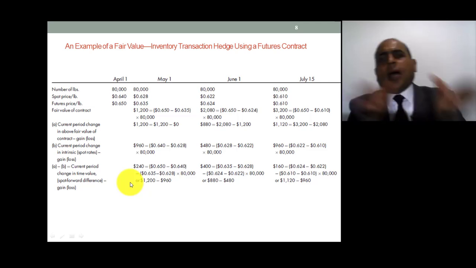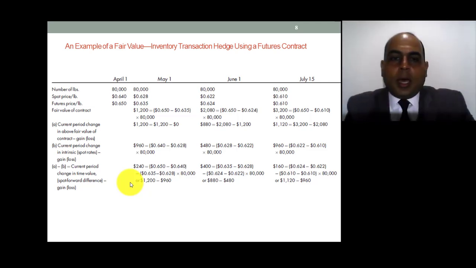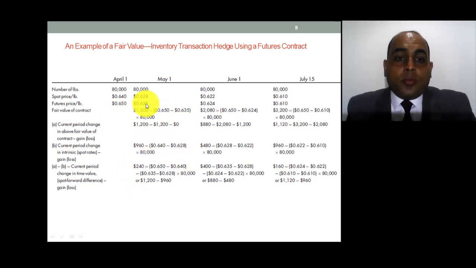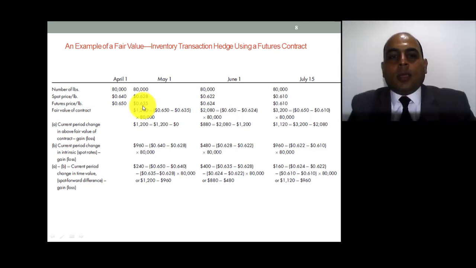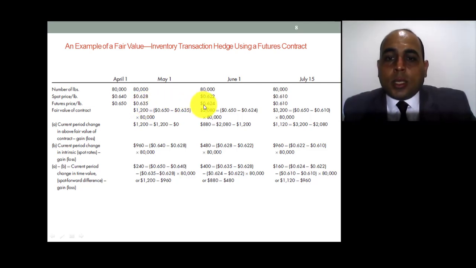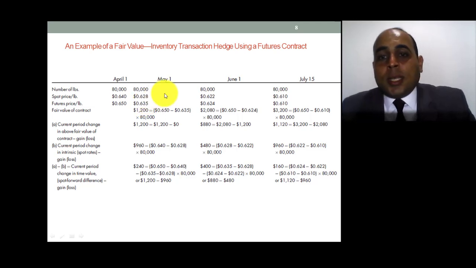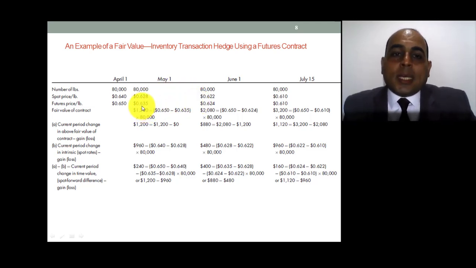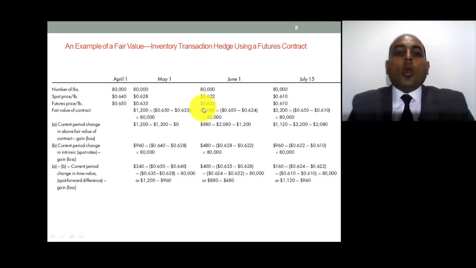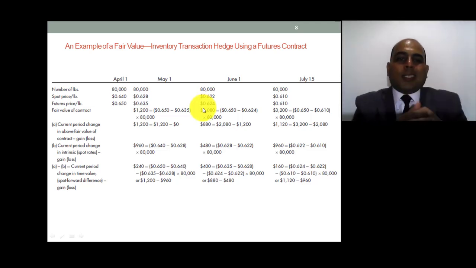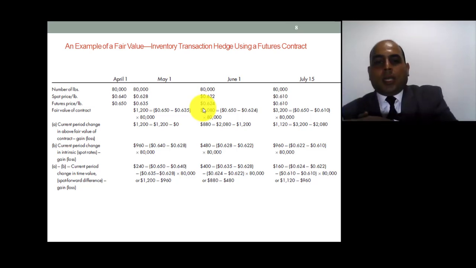Let us move to the next month. Here in the coming month, the future rate, the future price, has also declined from 635 to 624. Here you have to calculate the difference from 635. Already you have adjusted it from 650 to 635. Here we need to adjust it again on June 1st from 635 to 624. Already we have adjusted it to 635. Again, the amount has declined.